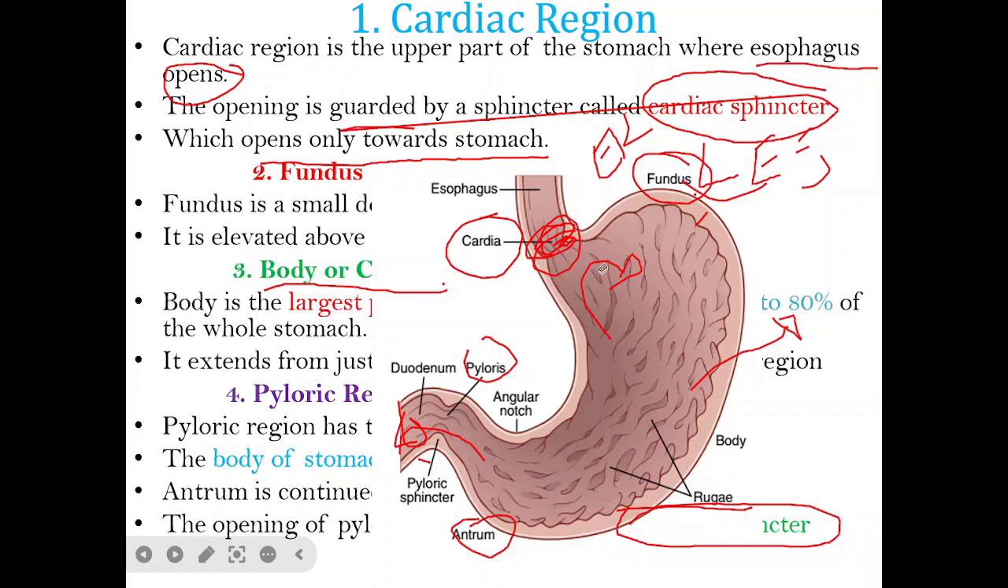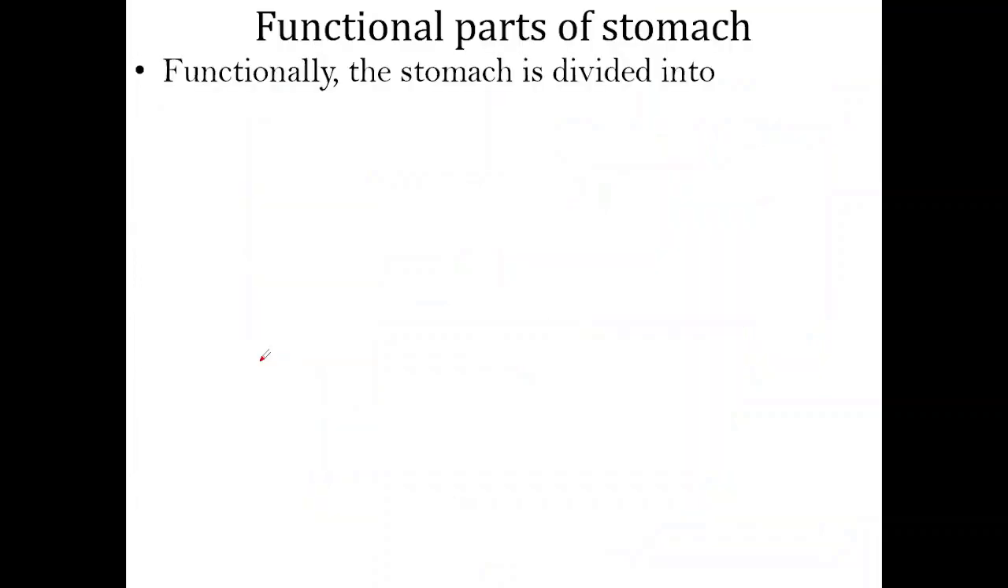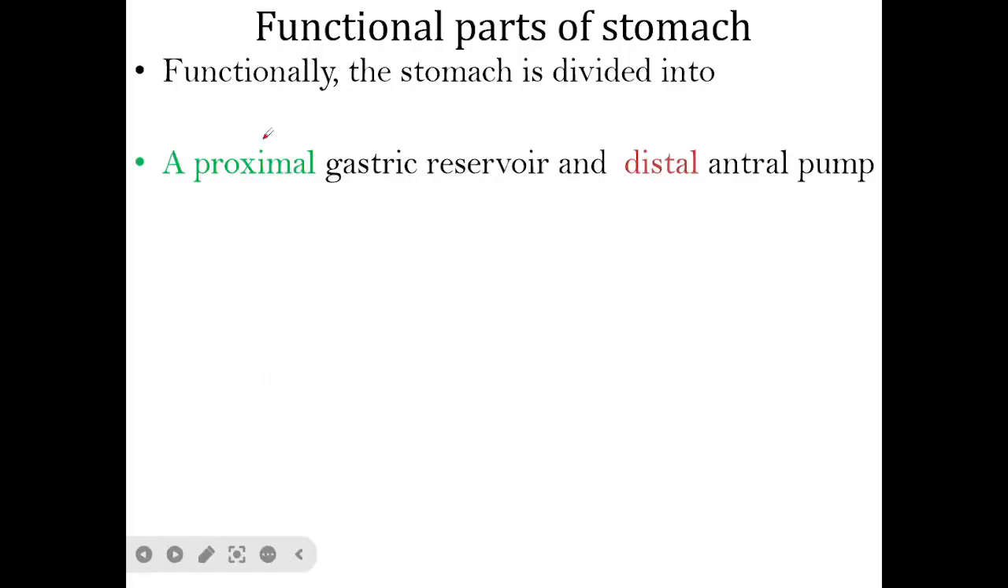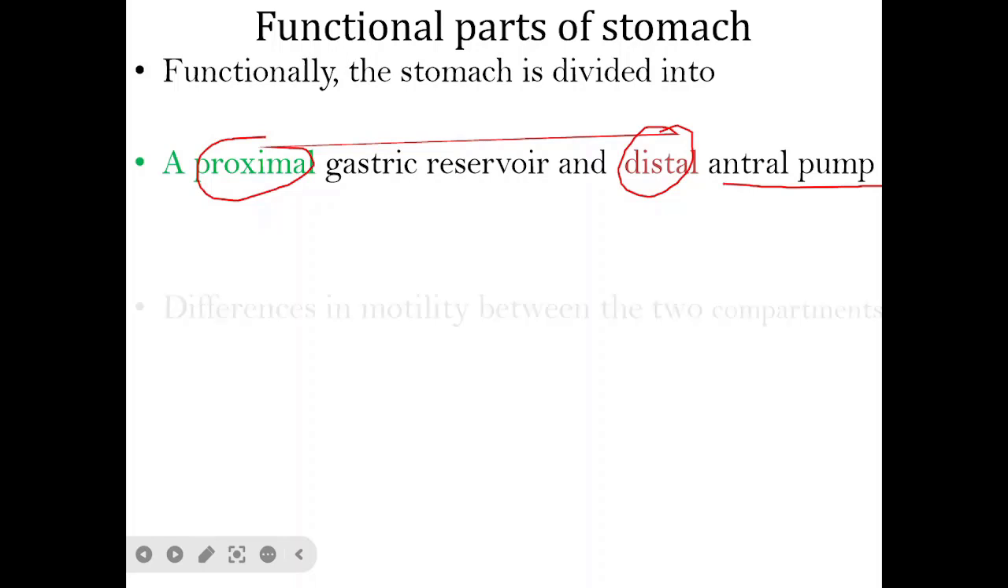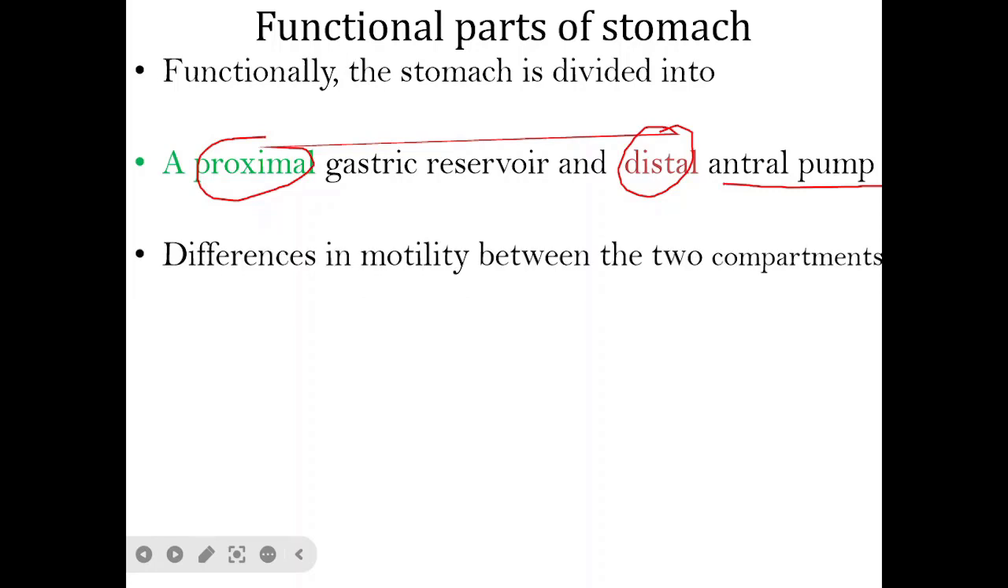And the other thing, when we see the functional part of the stomach, functionally we can categorize the stomach into two. You see, earlier structurally we said it has four parts: the first cardiac, then fundus, then body, then finally the pylorus part. But functionally we can categorize it into two. The proximal part is what we call the gastric reservoir. The second is the distal part, or antral pump, which is important to pump the semi-liquid food, or chyme, towards the intestine. So functionally we divide our stomach into the proximal part and the distal part. This is the proximal part and the distal.